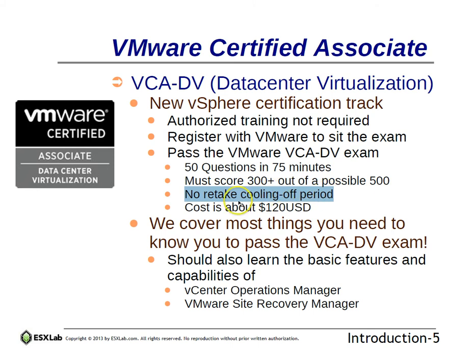And one of the reasons why you want to do what I just said is because the exam retails for about 120 US dollars. Now, we cover most of the things that you need for VCA Data Center Virtualization, but not everything. Okay? You also need to learn complementary products. So complementary products would mean learn the feature set of VMware Operations Manager and VMware Site Recovery Manager, because VMware will ask you questions about use cases for complementary products and how they fit in with vSphere.